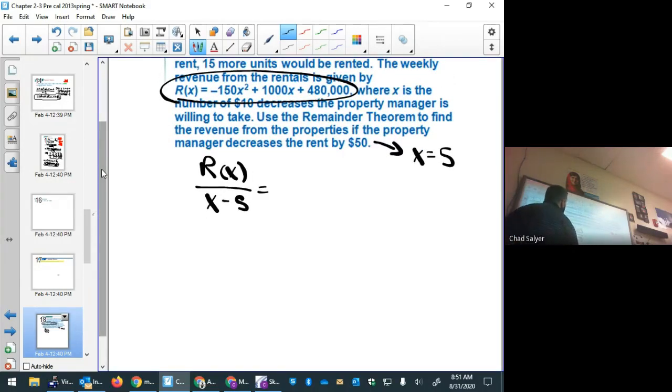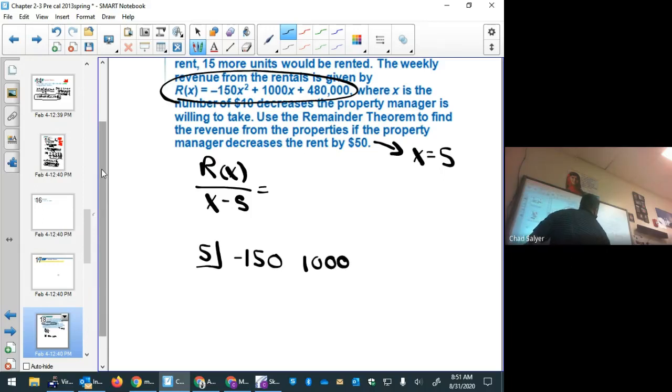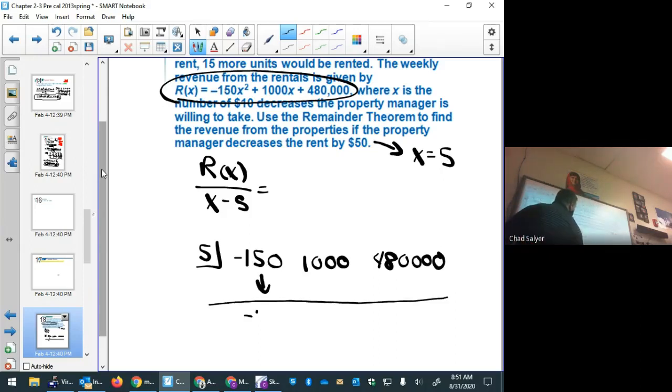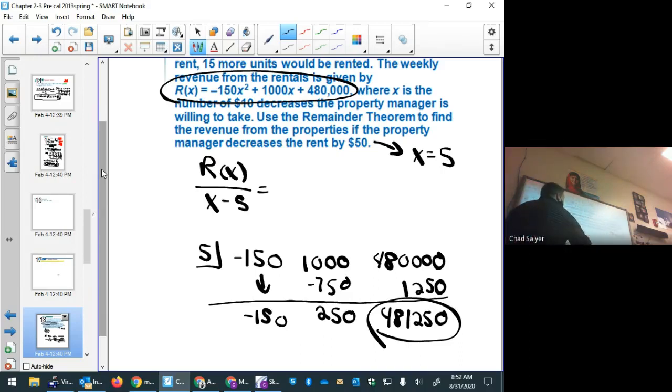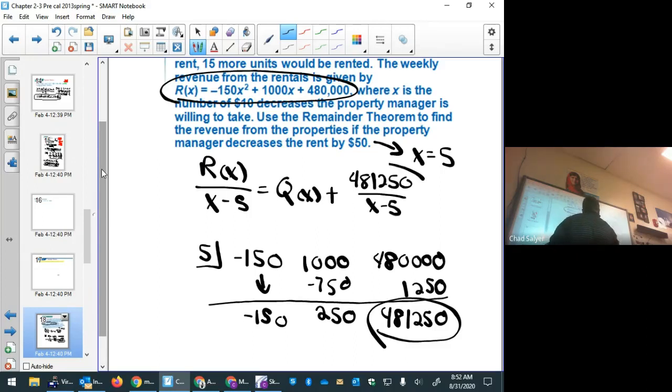So that's going to be special number 5, and then negative 150, 1,000, and 480,000. I bring down my first number, negative 150, multiply by 5, that's negative 750. Then 250 times 5 is 1250. And 481,250 is our answer. So we know it's some quotient plus a remainder, and this value is also the function's value at 5.